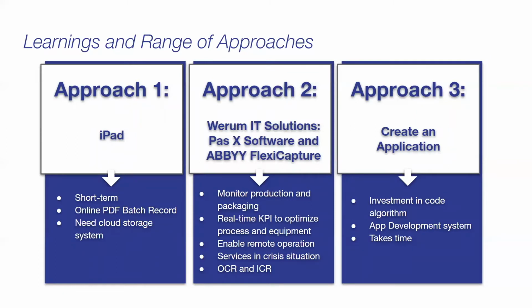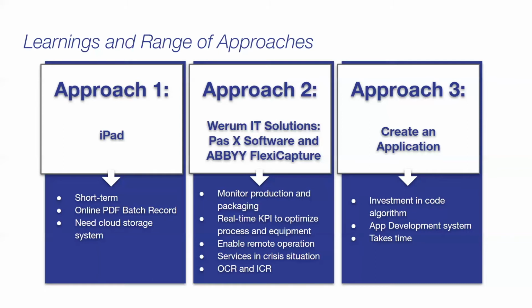The second approach is a two-part IT solution of Pathfix software and ABBYY FlexiCapture software. The Pathfix software monitors the whole process, production and packaging, with real-time key performance indicators for process and equipment optimization. It can also be operated remotely in case of a crisis situation. ABBYY software can perform optical and intelligent character recognition to convert paper-based documentation into shareable PDF.